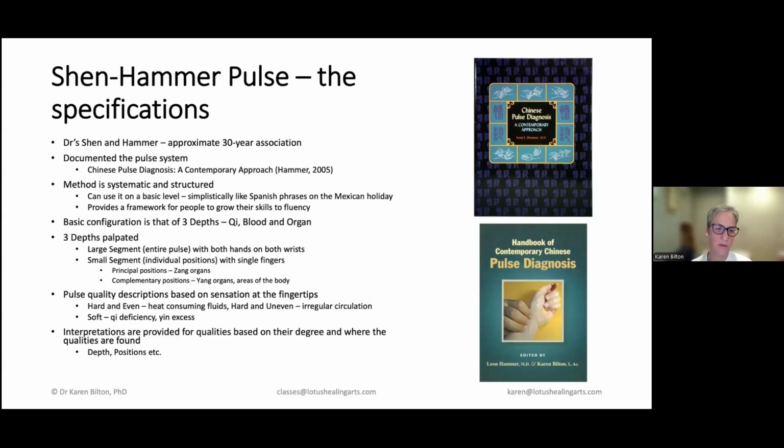The pulse quality descriptions are based on the sensation at the fingertips. So even though there are a lot of the classical qualities involved in this system, there's actually way more to feel on pulses than just 28 qualities. So I think probably if you're wanting to take information away from this particular lecture, I think the easiest way to think about it is the hard pulses, the ones that feel hard to the touch, they give us information about heat consuming fluids.